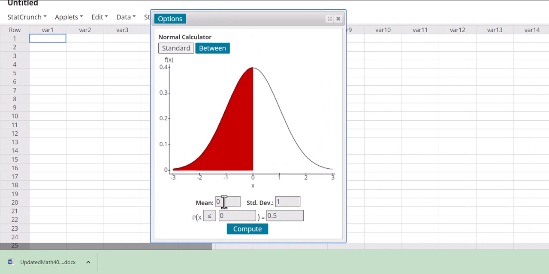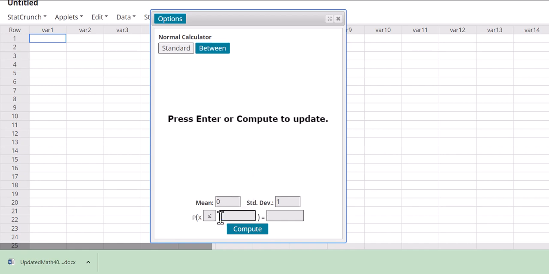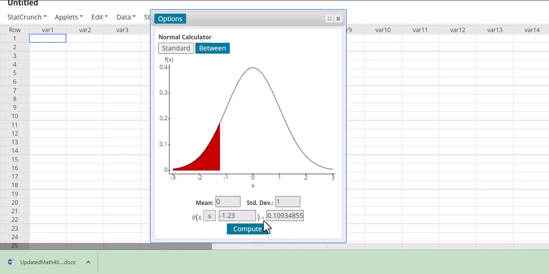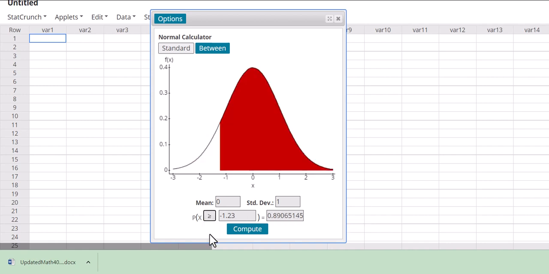So like if I wanted to find the first one we did earlier, which was to find the area to the left of z equals -1.23, I can do that and say -1.23 here and compute. And notice that we got the 0.1093 that we had gotten before. Now the nice thing about StatCrunch is that it also gives me the areas to the right.